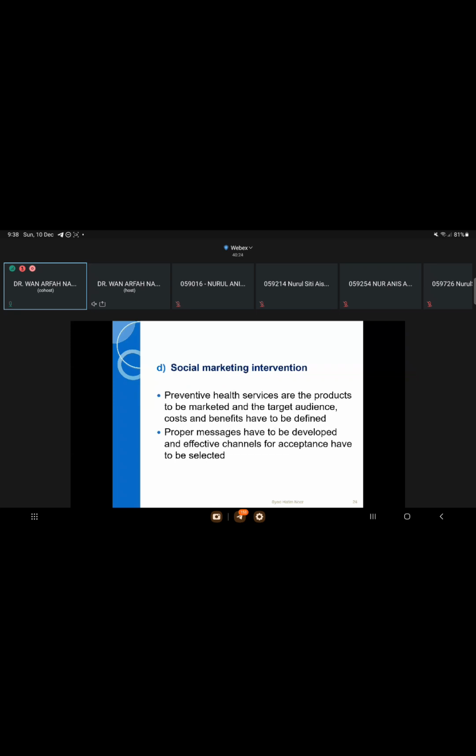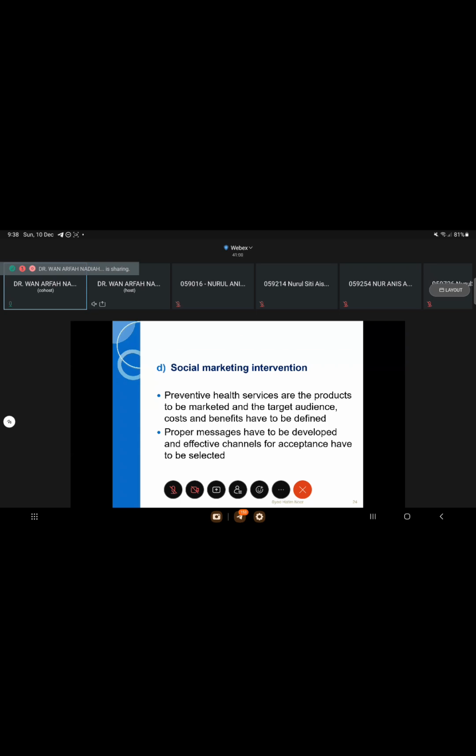Okay, preventive health services are the products to be marketed, and the target audience, cost, and benefit have to be defined. So this one is about social marketing. Proper messages have to be developed, and effective channels for acceptance have to be selected. Sometimes when we talk about a certain product, if you take this kind of product, it can help in reducing your body weight, for example. So it's one type of social marketing.